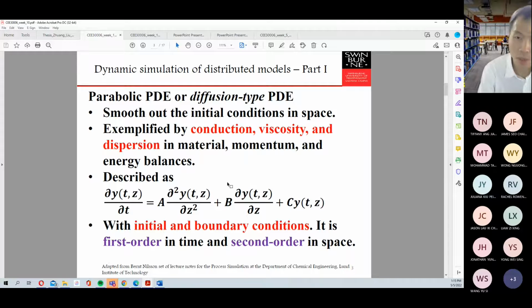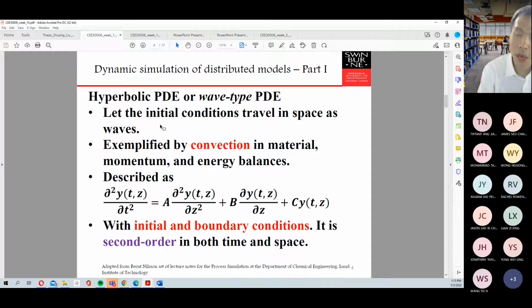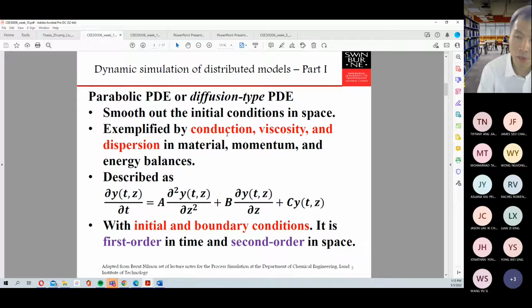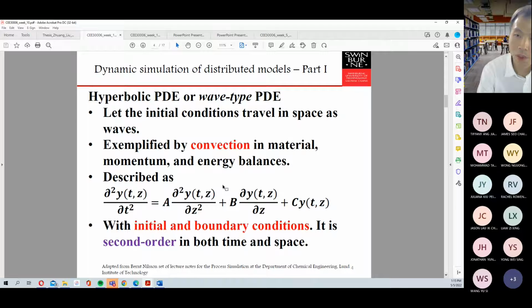Okay, so this has to be clear basically. Okay, the next one is the hyperbolic PDE or wave type PDE. Physically speaking, this means that in this particular condition, the initial condition will travel in space as waves. This is exemplified by convection in material, momentum, and energy balances. Different from the previous one, which deals with conduction, viscosity, and dispersion, this one is the convection in material, momentum, and energy balances.